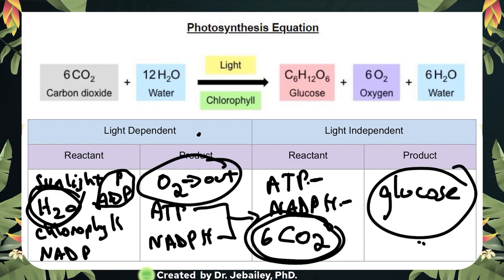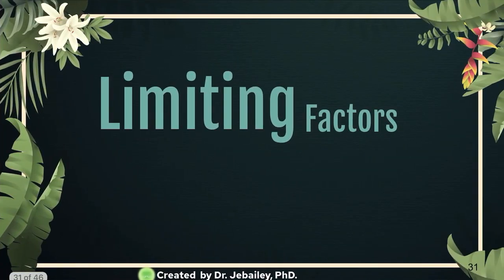But the most important part about this is that you have to see how they are linked to each other. You see, the product of the light dependent is actually the reactant of the light independent. So the light independent cannot function unless you go first through the light dependent. And the light dependent cannot start without the sunlight. So that's why they're all intercombined. Okay? So now we understand the process of photosynthesis.